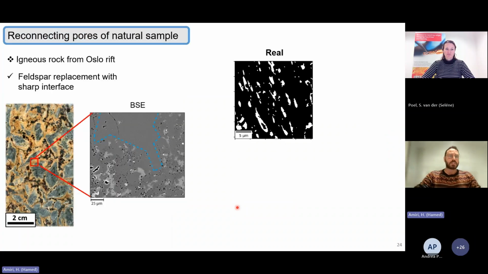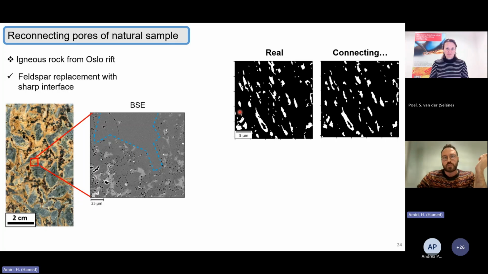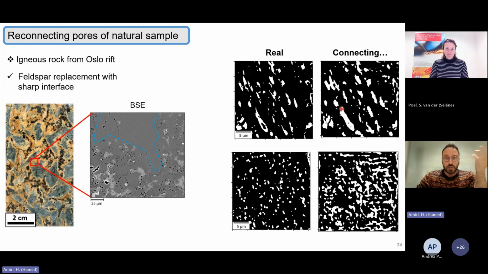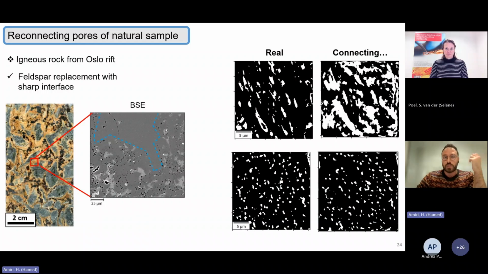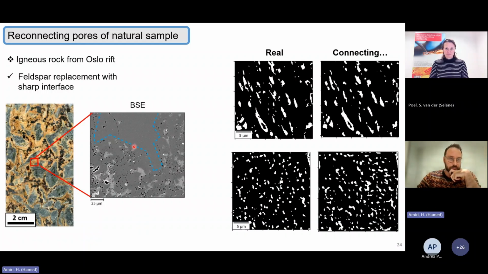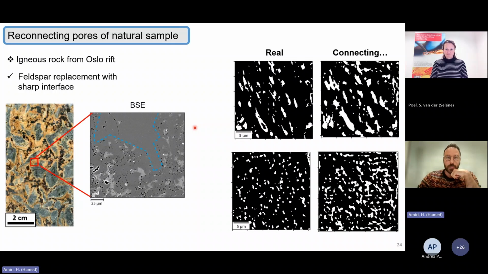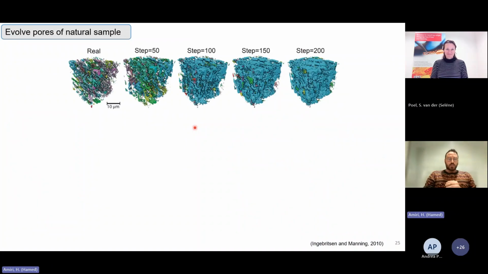Then after this, we tried to apply this model on a natural sample. For example, here the natural sample was a meta-igneous rock from the Oslo Rift, showing feldspar replacement with a sharp interface. Here I can show you two examples of how our model can reconnect the isolated pores of the SEM image from this natural example. Then we applied this model on a 3D image, slice by slice. Here you can see how the connectivity is improving. Each color shows one connected pore cluster.